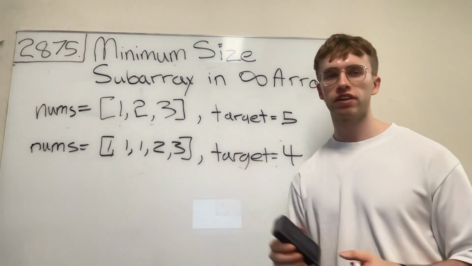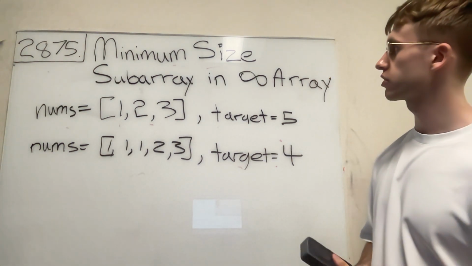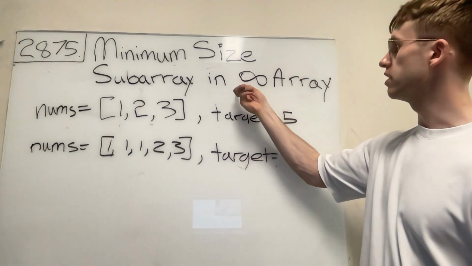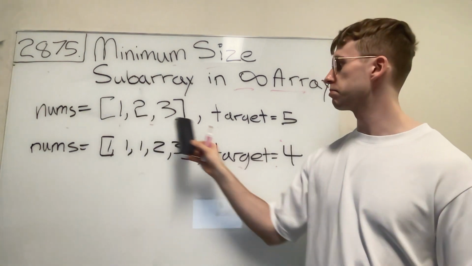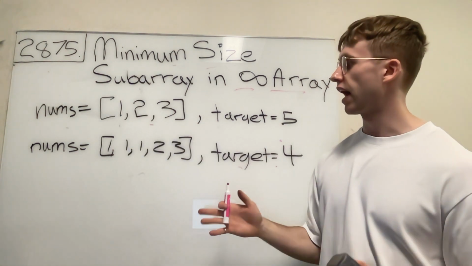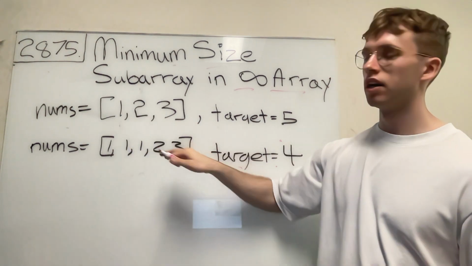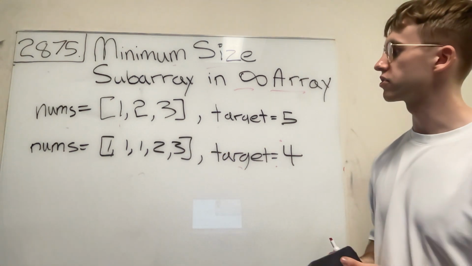All right, so welcome back, and here's another LeetCode problem. So today it's called minimum size subarray in an infinity array. And so what we want to do here is, given our input nums and our target, what we will have is basically this array. The real catch here is it kind of expands to infinity.